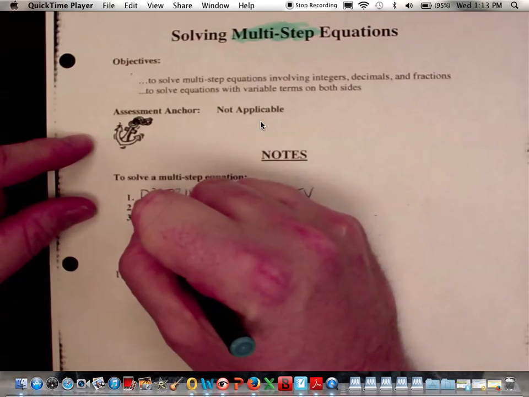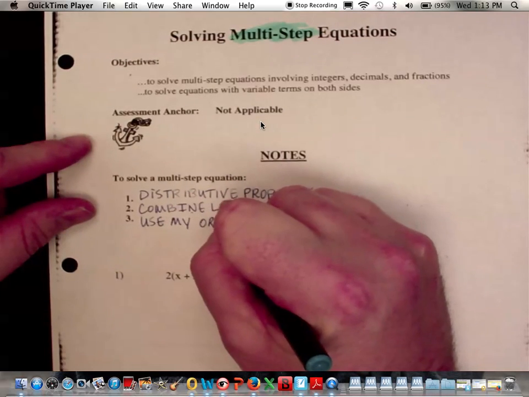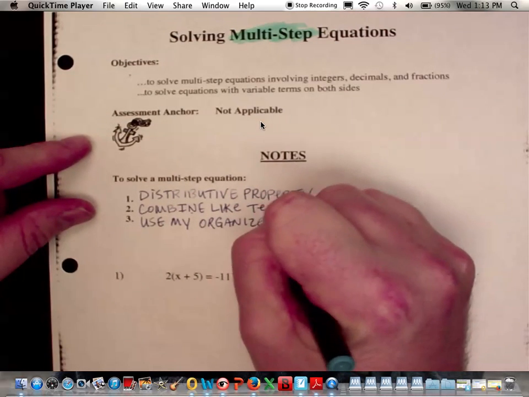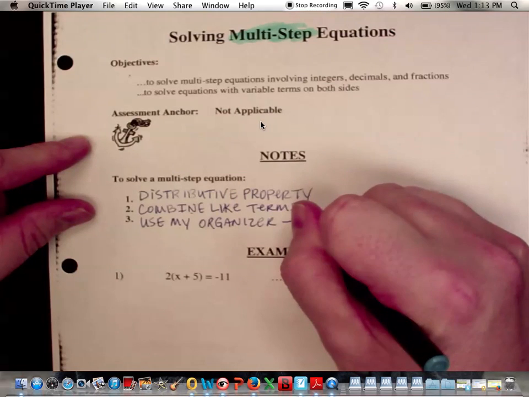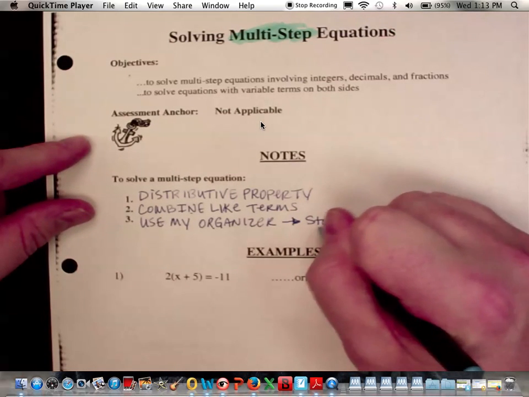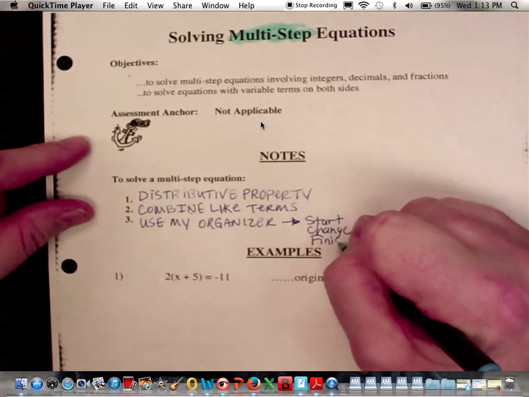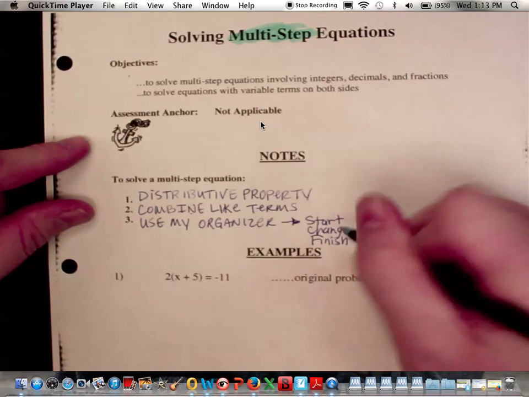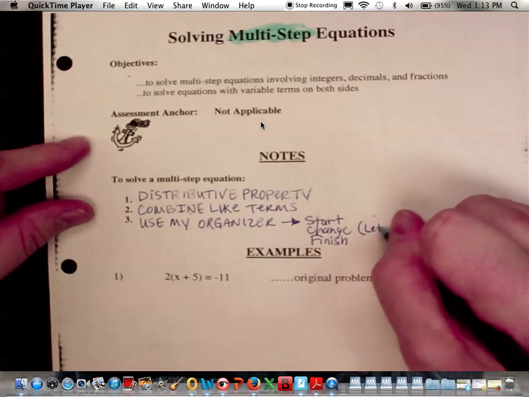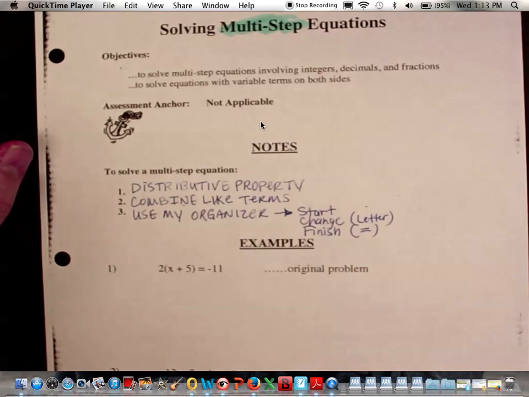I can use my organizer, which is my start, change, and finish. This is my letter or my variable. This is my equal sign right there. Okay? My start, change, and finish.